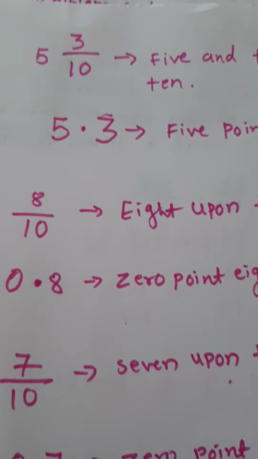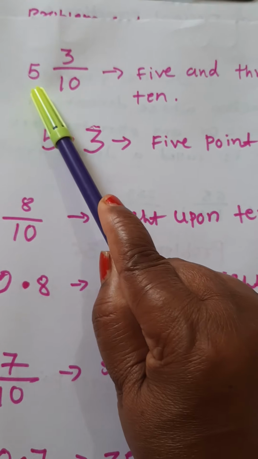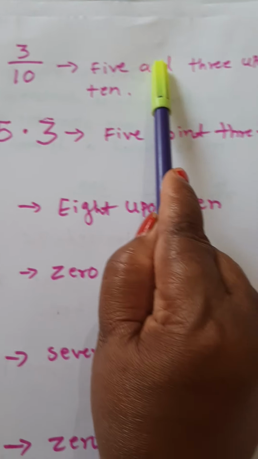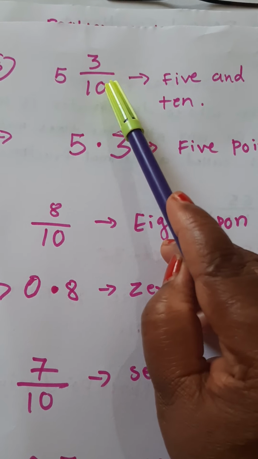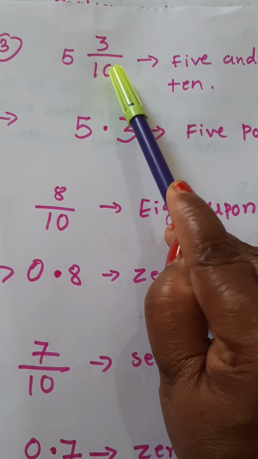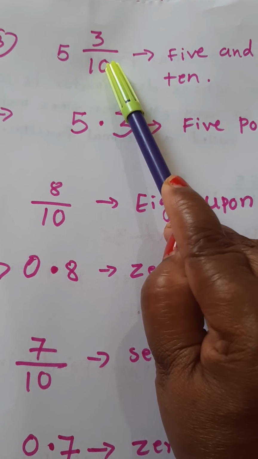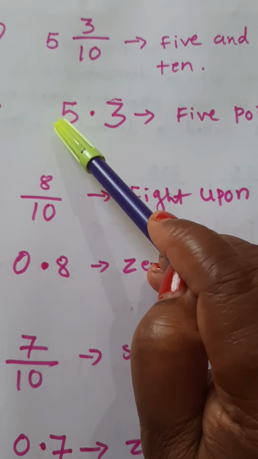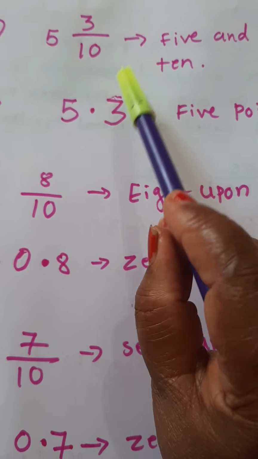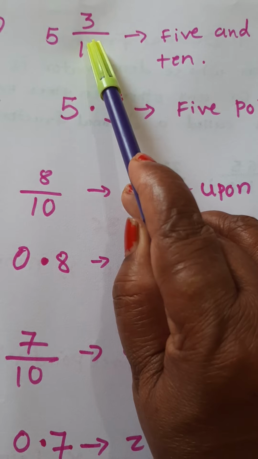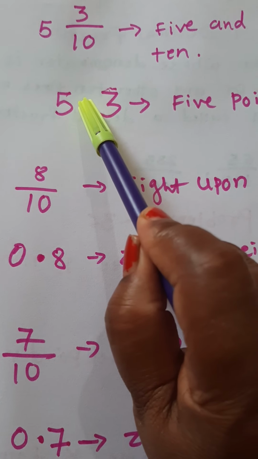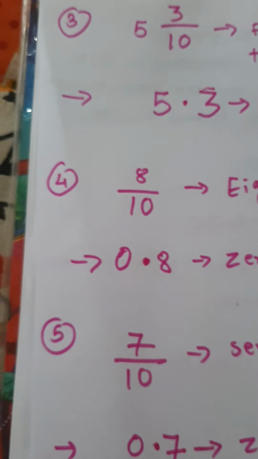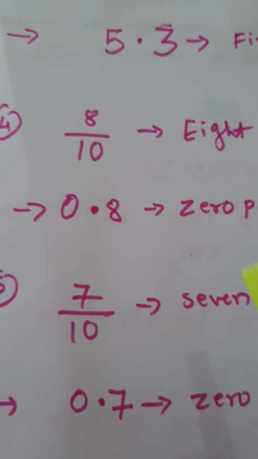Let's see the next examples. See the third example, 5 and 3 upon 10. How to read? 5 and 3 upon 10. Here also 10 means a single 0 is present after 1. So the point will come after a single digit from this side. So write down this 5, write down the numerator 3, and as 1 0 is present, give the point after one digit. And how to read? 5.3.